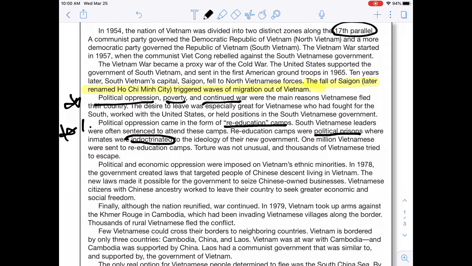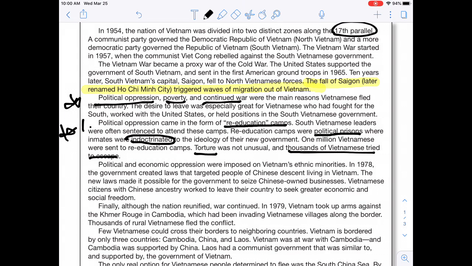To the idea. We had that word in before. So the idea of the new government. One million Vietnamese were sent to re-education camps. Torture was not unusual, and thousands of Vietnamese tried to escape.